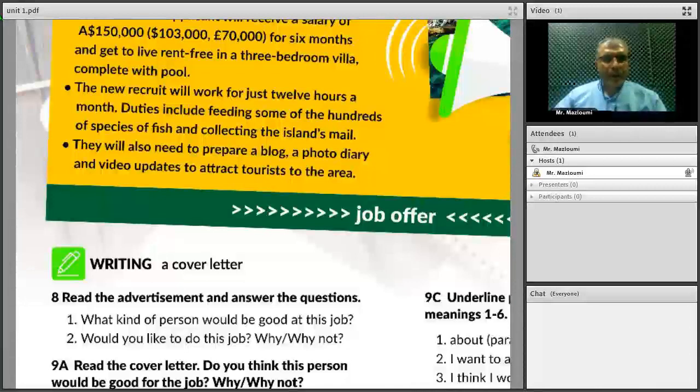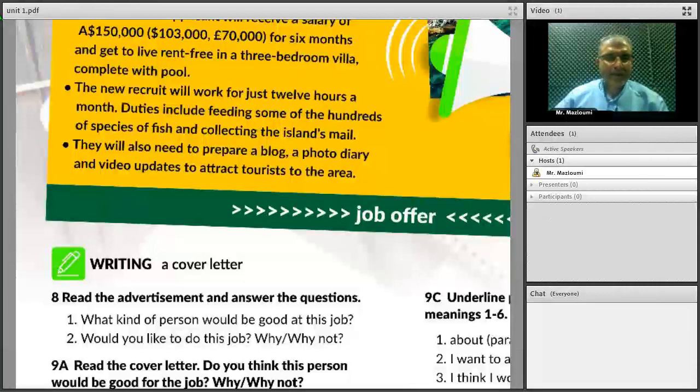The new recruit will work for just 12 hours a month. All right, the new employee, the new applicant, will work for 12 hours a month. You see, so tempting. Come on, 12 hours a month. Duties include feeding some of the hundreds of species of fish and collecting the island's mail. So, what are the responsibilities? What should the new recruit, the new employee do? So, the new recruit should feed hundreds of species of fish, types of fish, and collect the island's mail, yes, letters, packages.